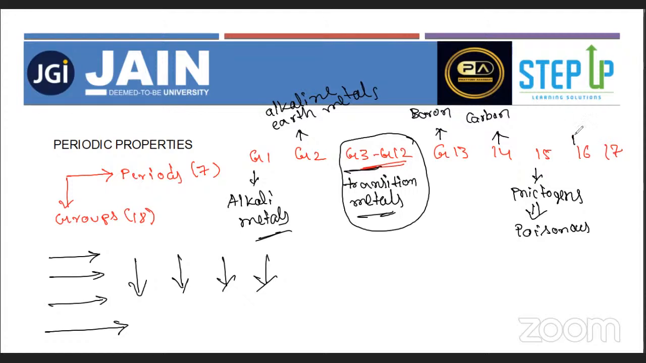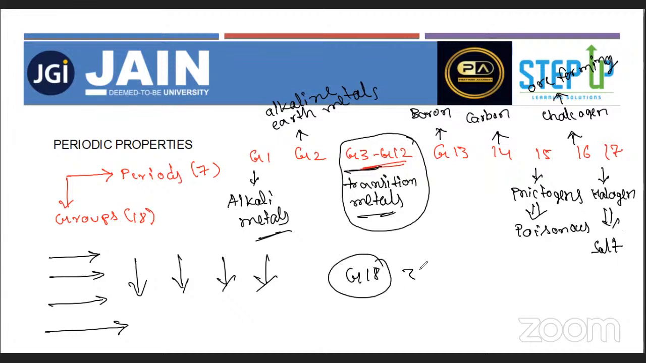Now, 16 is the oxygen family. The name for this is chalcogens. Chalcogens are ore forming, so most of the ores you will see are from this group. Next, we have halogens over here. We say halogens because they are salt forming. So this is why they get this name. Last is group 18, which is known as zero group, or inert gases, or noble gases.